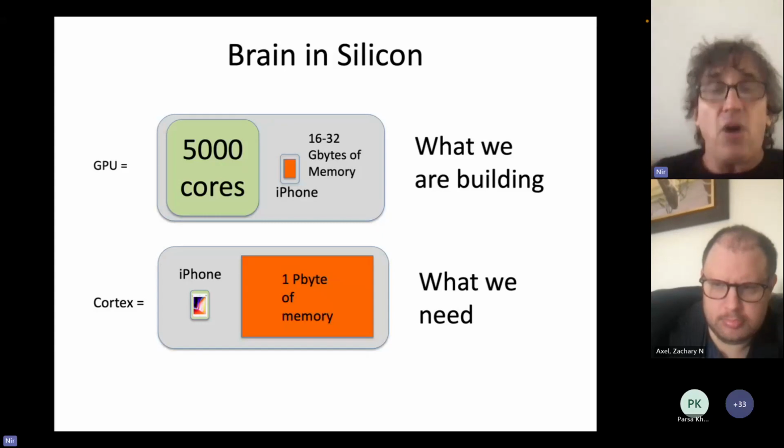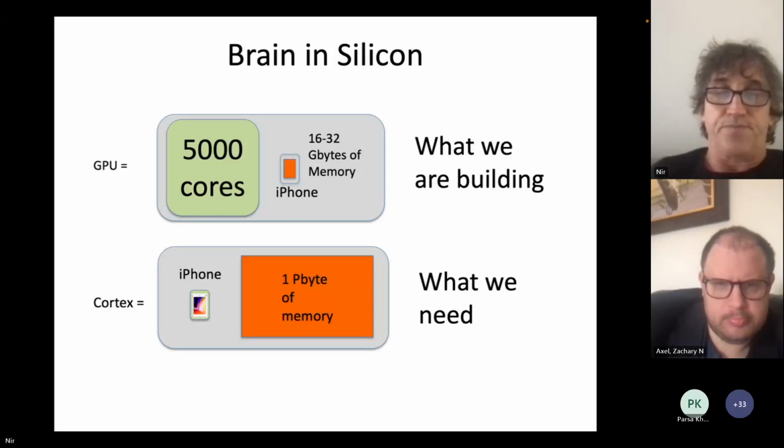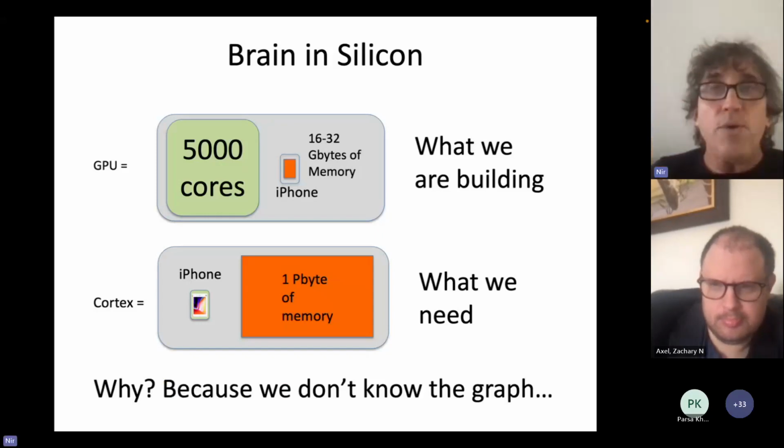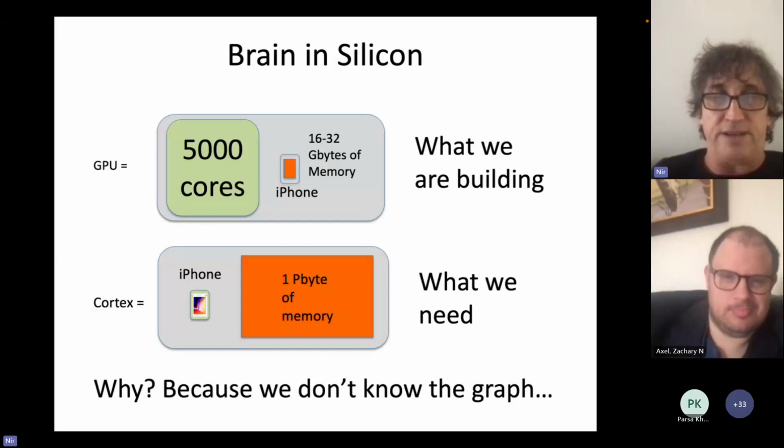We don't need all those flops. What we need is memory and the right algorithms. Not knowing the algorithm, we don't know how nature does it, and because of that, we're stuck with these massive computations right now.